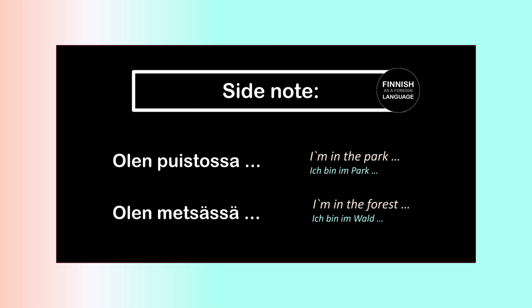However, when we want to say that we are in a park or in a forest, then we still have to use the inessive case, even though following the rules, the adjective case would have made more sense here. So when we want to say I'm in the park, then we say minä olen puistossa. And when we want to say I'm in the forest, then we say olen metsässä.